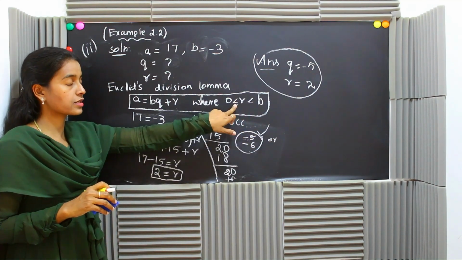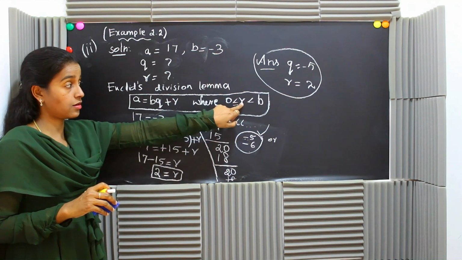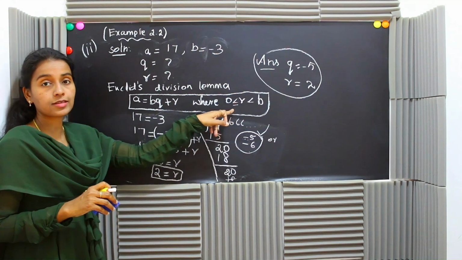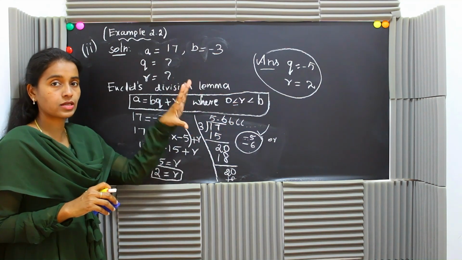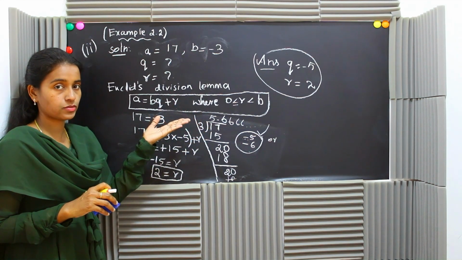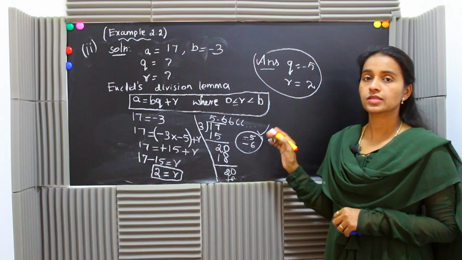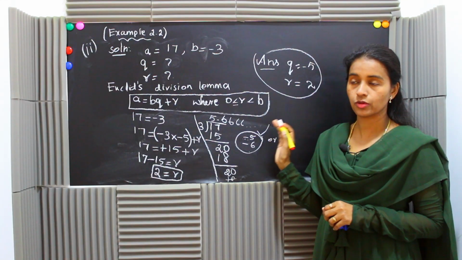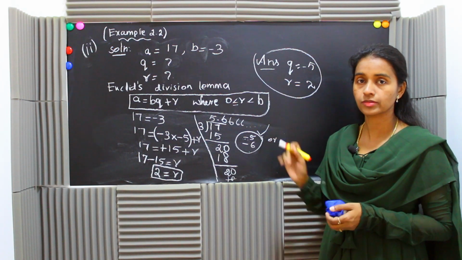Here the condition is R less than B but greater than or equal to 0. That should be greater than or equal to 0. It should not be less than 0. Okay. This is the answer of the second sub question. One more question is there. Third one. We can see the third question now.